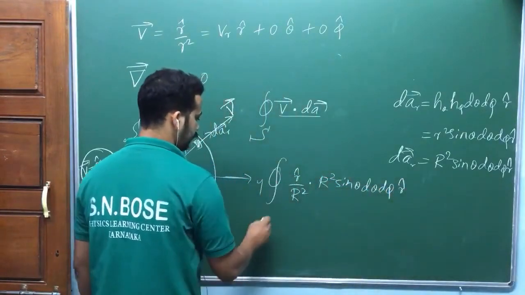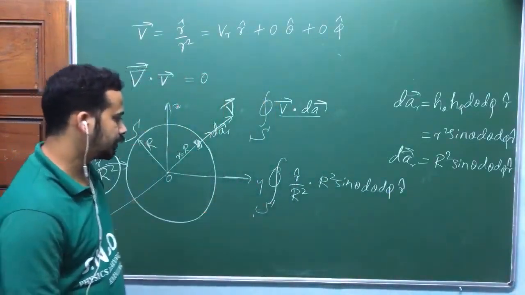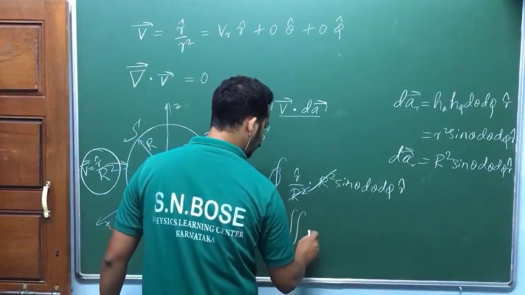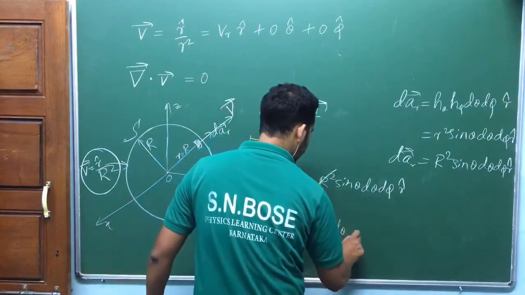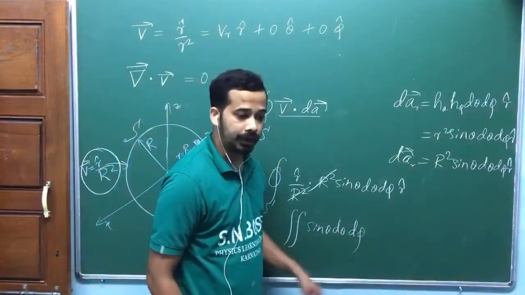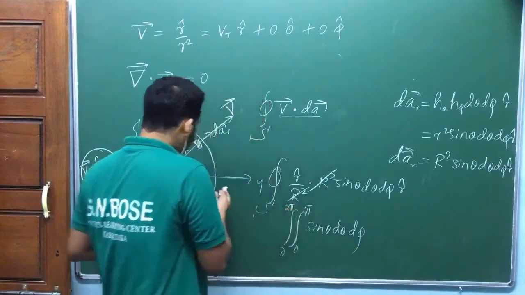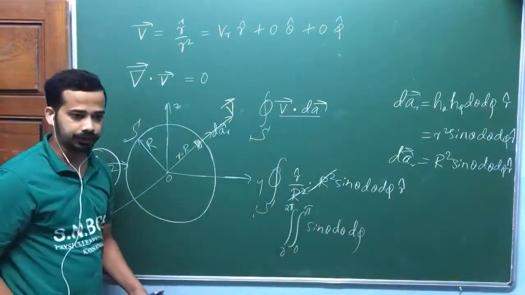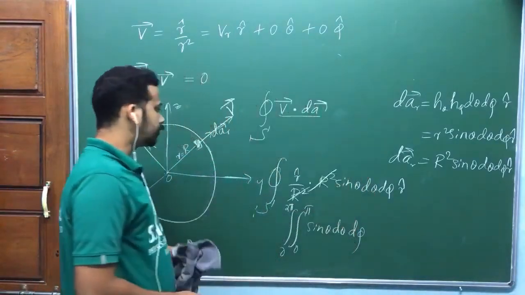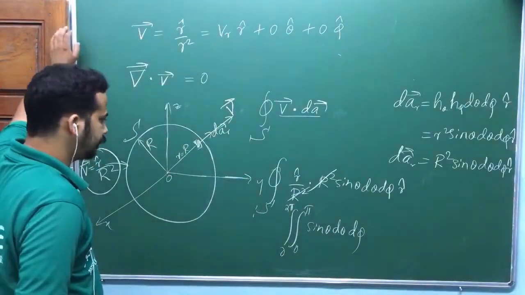So closed integral. Actually it's a double integral, but we write only one integral symbol. R square got cancelled, R cap dot R cap is 1. Actually this is a double integral of sine theta d phi. Since it's a closed integral, theta should run from 0 to pi, and phi should run from 0 to 2 pi. Then only that will cover the entire surface of the sphere. Can you get a feel of this surface integral? Because we are going to use that later in case of Gauss law and all. We are going to use that frequently.